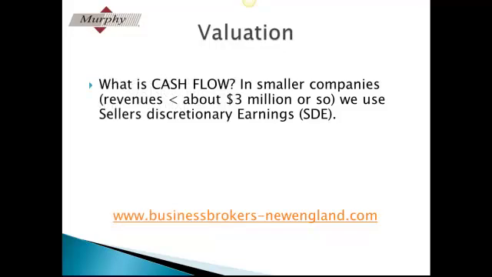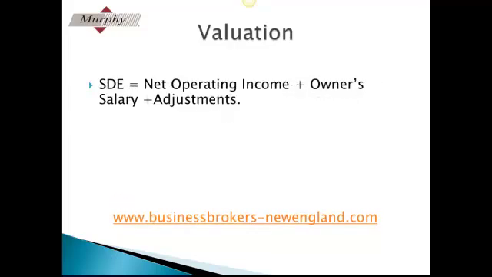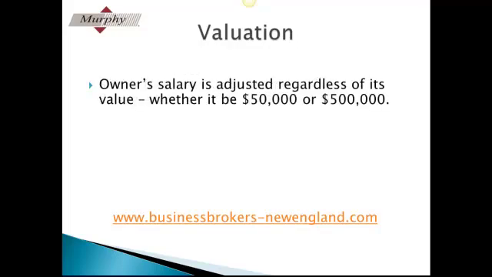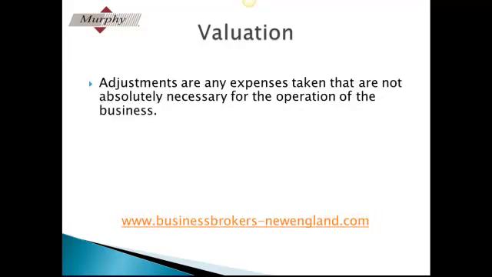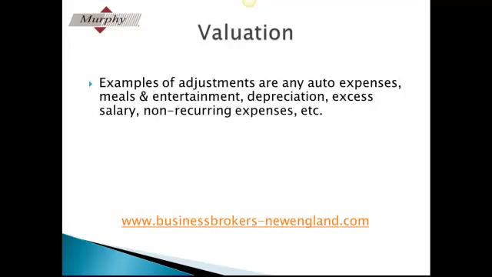What is cash flow? In smaller companies, revenues less than about $3 million or so, we use seller's discretionary earnings, or SDE. SDE equals net operating income plus owner's salary plus adjustments. Owner's salary is adjusted regardless of its value, whether it be $50,000 or $500,000. Adjustments are any expenses taken that are not absolutely necessary for the operation of the business.